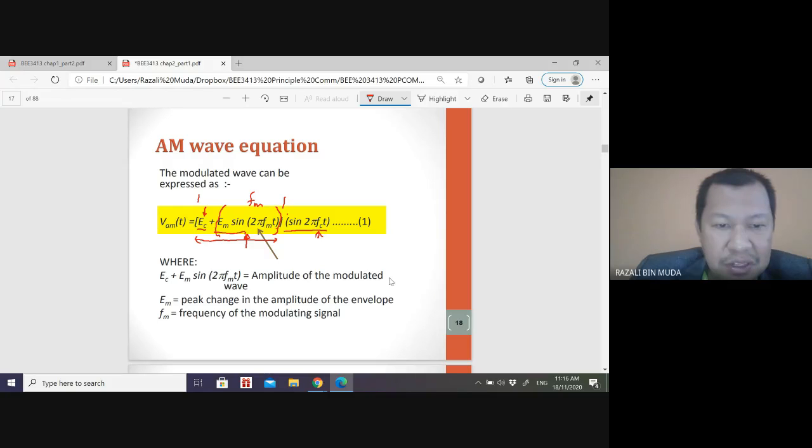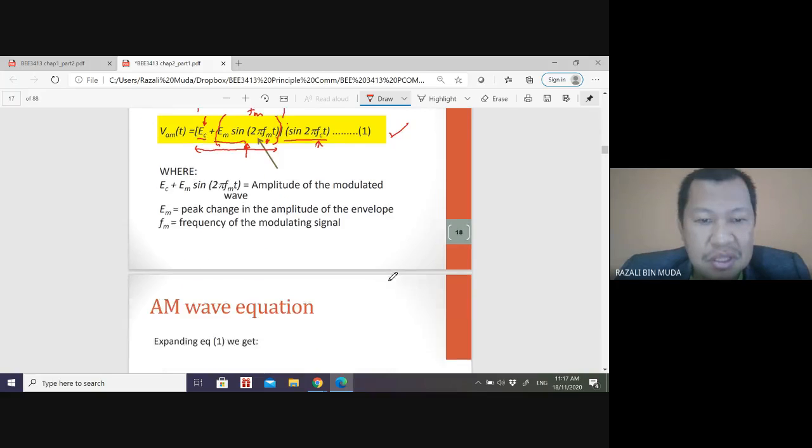So Ec plus Em, that is the peak. Fm is the frequency of the modulating signal. So basically this is the equation for the AM signal. Just now we have seen the previous signal, meaning Ec plus Em, right? Em campur ni. Tapi ni dah dia kembangkan Em bahagi dalam tu, modulating signal.